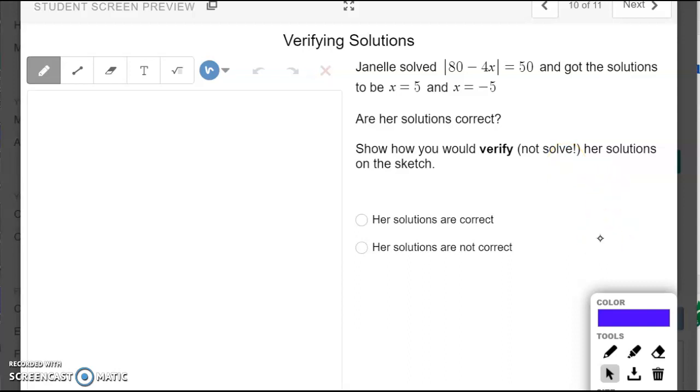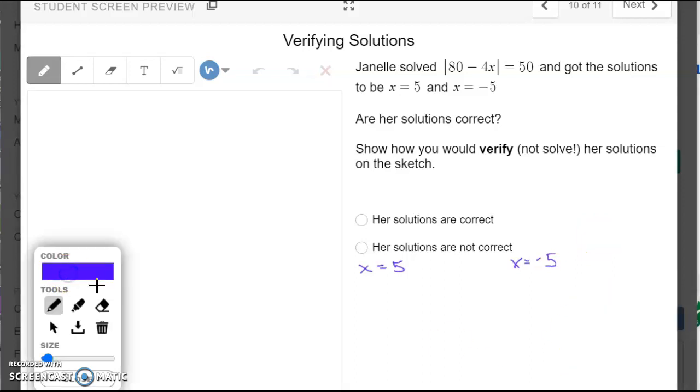Well, what I need to do is write my two solutions. x is equal to 5 and x is equal to negative 5. My two equations are absolute value of 80 minus 4x. So instead of x, I am going to write what I have as a solution. Is that equal to 50? That's my question. And for the second solution, I do the same thing.